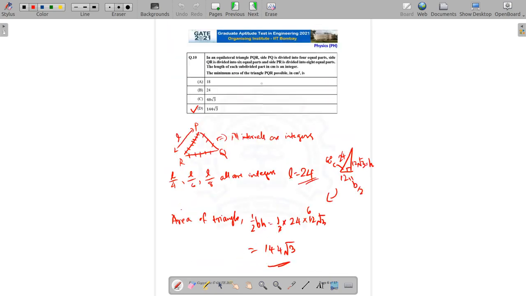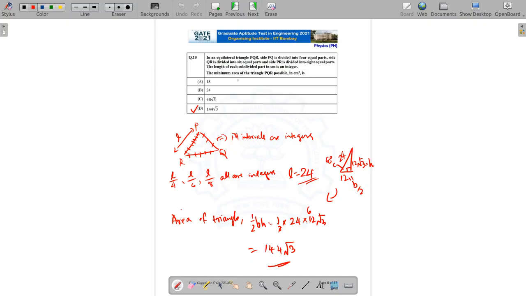Okay. So this is the last question for the general aptitude. In an equilateral triangle PQR, side PQ is divided into 4 equal parts. So you have an equilateral triangle, so all sides are the same. PQ is divided into 4 parts, so I am dividing this into 4. QR is divided into 6 parts. I am dividing this into 6, and PR is divided into 8. So this is 8. The length of each subdivided part in centimeters is an integer.